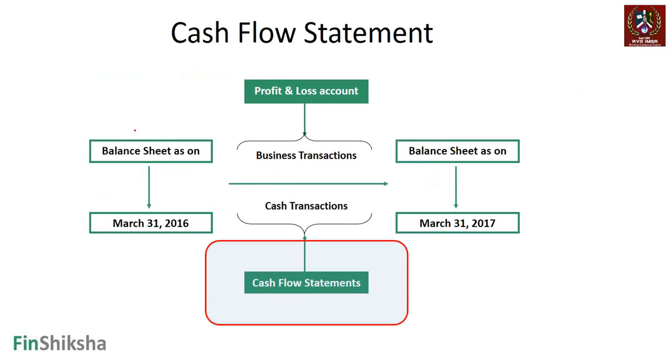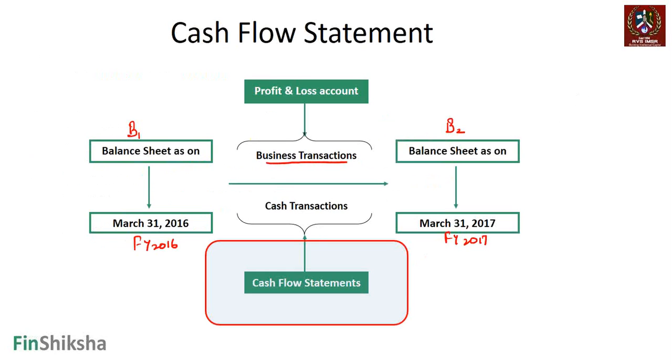Recall that we had said that the balance sheet on a particular date being B1 and on another date being B2, let's say these are a year apart, right? Financial year 2016 ending and financial year 2017 ending. All business transactions, which is what did you produce, what did you sell, is accounted for in the profit and loss statement, right? That, however, does not take into consideration whether or not the money has come in or whether or not the cash has gone out, right?